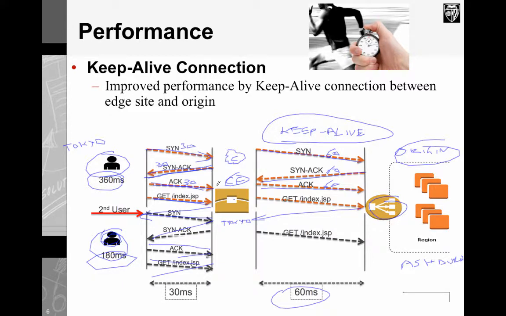What you have really done is by having Keep Alive connection with the origin, you've actually reduced the network time. In fact, you've cut it down in half. And so you are actually seeing better performance for the second user and the third user and so on and so forth. So Keep Alive connection improves performance.